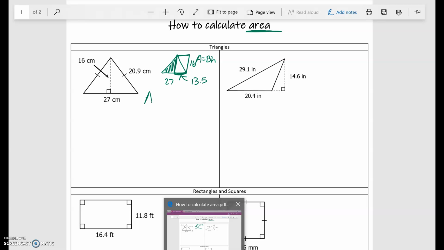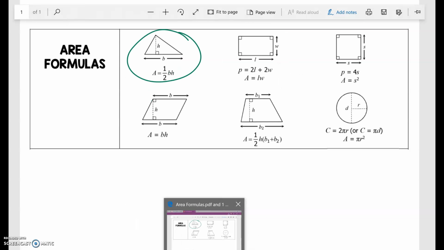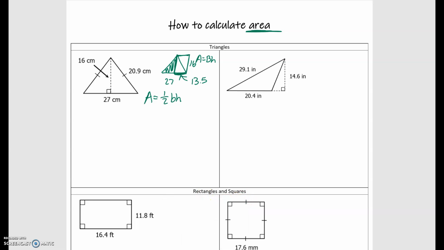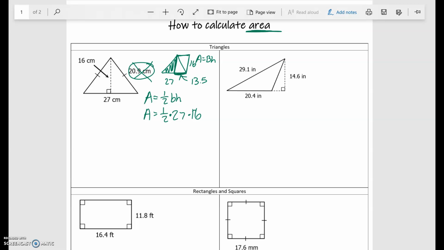Now our area formula for a triangle is area equals 1/2 base times height. That's ultimately what we're doing here. We end up with the area equals 1/2, and then our base is 27 times our height, which is 16. Notice how we do not need to use the hypotenuse. In mathematics and in real life, there's always values that are extra or extraneous that you do not need. And that happens a lot.